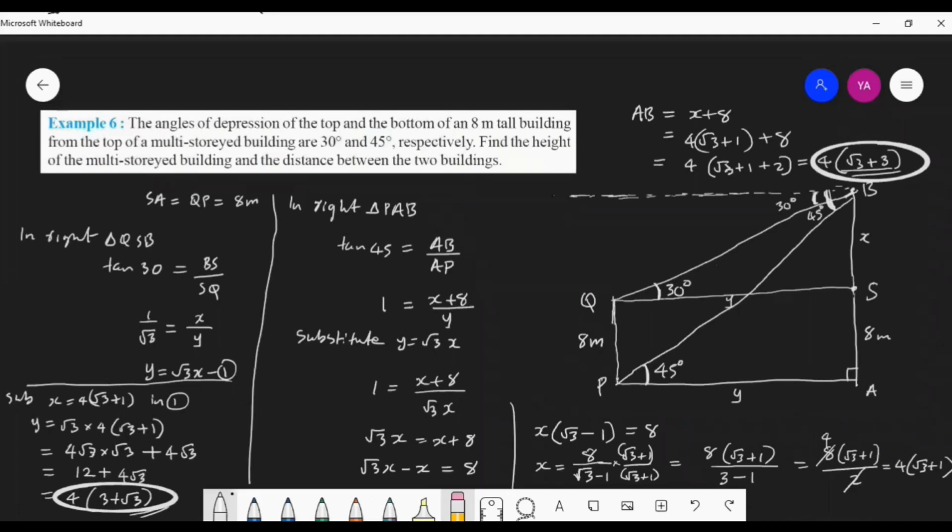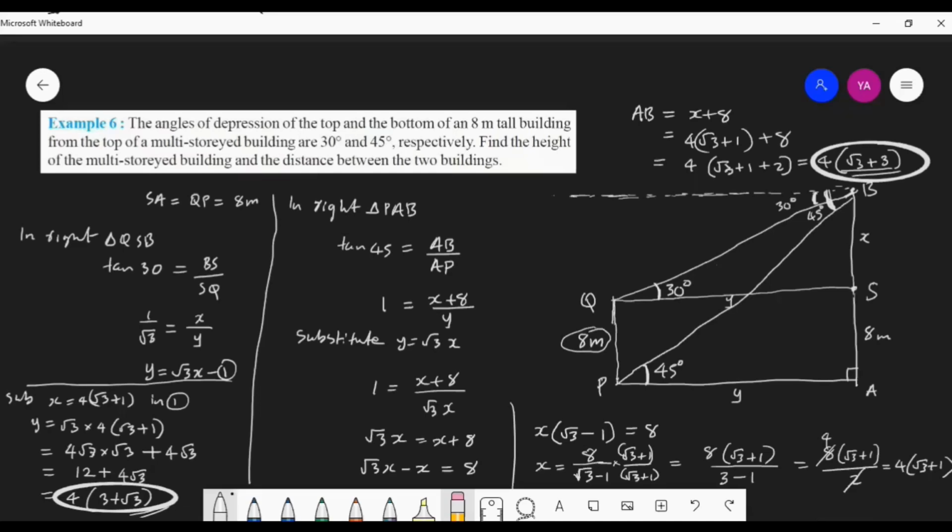Our question was, two buildings are there, one big building and a small building. From the top of the big building, if you look to the top and bottom of the small building, we can see them at angles of 30 degrees and 45 degrees. So we drew a picture like this, took the alternate angles, and marked the 8 meter length, which is given. We drew a line parallel to the ground through Q, and named the intersecting point S. We got two right triangles.